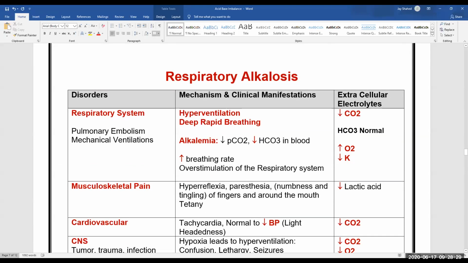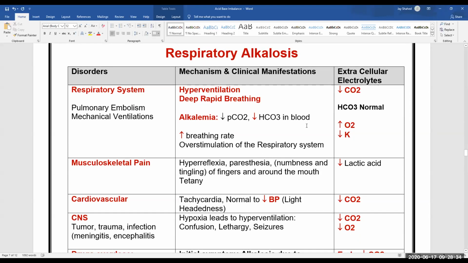All right, who wants to talk about respiratory alkalosis? Aaron, you want to do this? Sure.